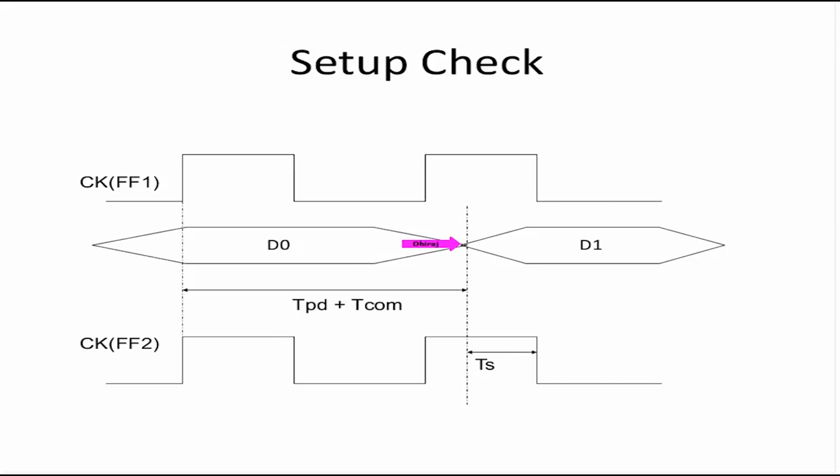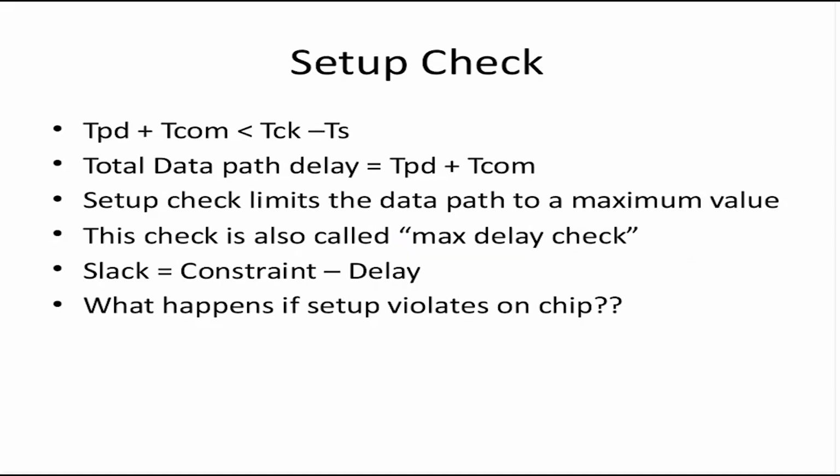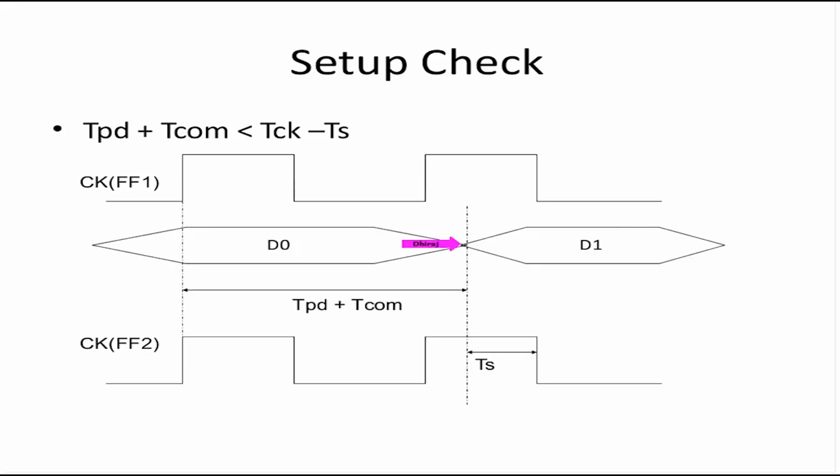Since data changes here, to meet the setup constraint of FF2, data should not change in this TS window, right? If we represent this using the timing equation, it is something like this: TPD plus TCOM, that is the combinational delay, plus the delay of the launching clock, should be less than TCK minus TS. TCK is the complete delay between this active edge and this active edge. We subtract the setup time because the data should not change TS before this, so TPD plus TCOM should be less than TCK minus TS, right?